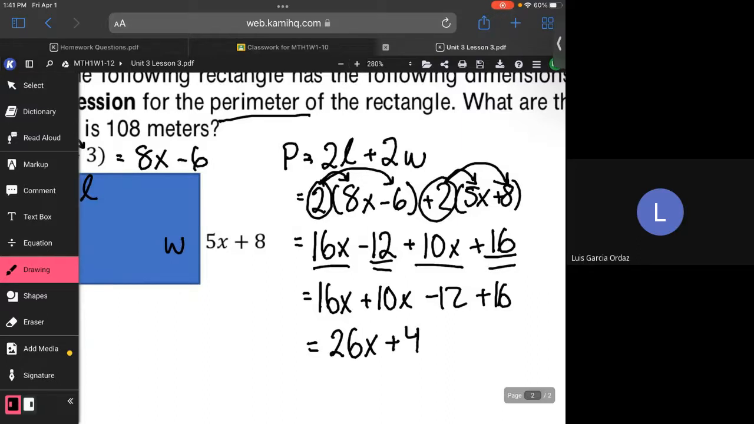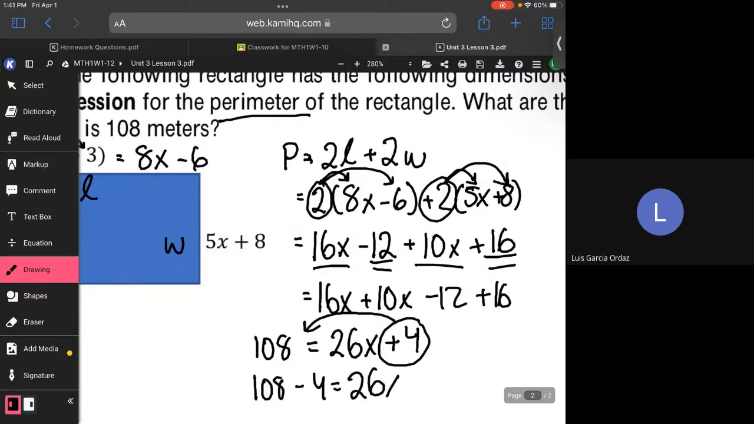So I know my left side is for perimeter. So what am I going to replace the left side of my equation with? What is my perimeter in the question? So it's going to be 108 is equal to 26x plus 4. So how do I leave the variable by itself? Kareem. So you want to subtract 4. Yep. 108 minus 4. Perfect. So then 104 equals 26x.